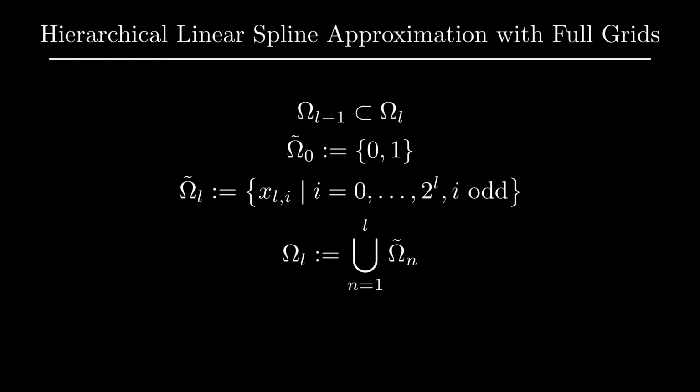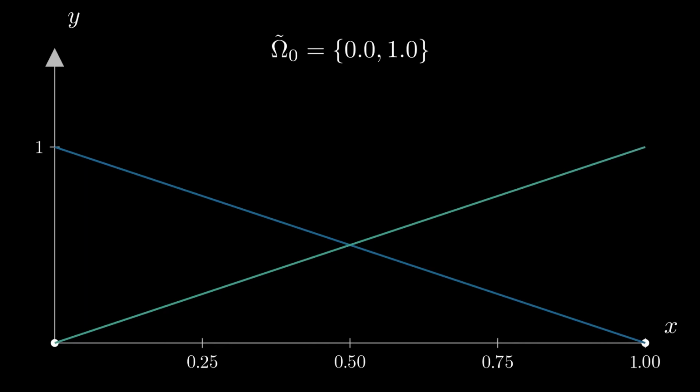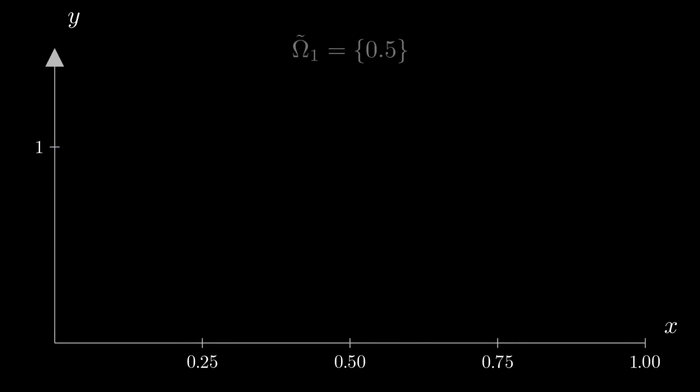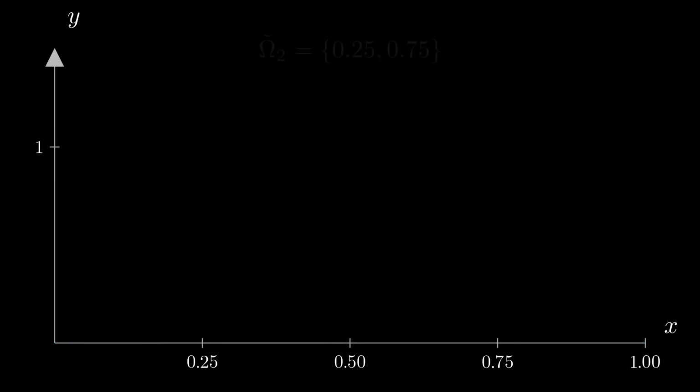Again, it's easier to visualize what's happening. The setup at level 0 is the same as before. There are two boundary grid points at 0 and 1. At level 1, there is only one new grid point at 0.5. Now we don't include the boundary values 0 and 1 since they appeared in the set of grid points at level 0. At level 2, there are two new grid points at 1/4 and 3/4.